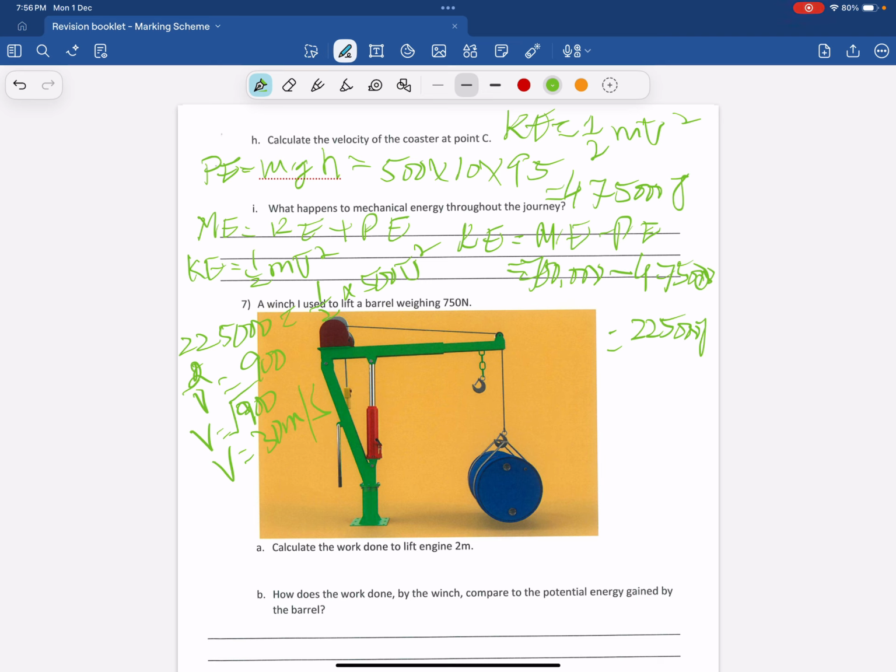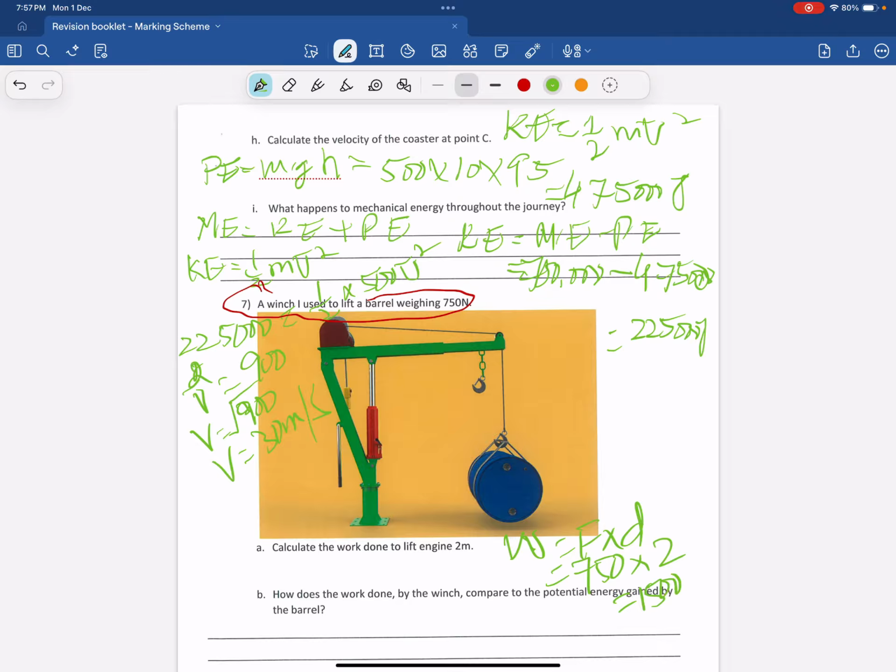We are doing question number 7 now, because I just used the space, which is easy. Number 7 says a winch is used to lift a barrel weighing 750 newtons. Calculate the work done. So it's easy now. Work done is equal to force times distance. Force we have got here, 750, and distance is 2 meters. So when you do 750 times 2, the answer should be 1,500 joules.